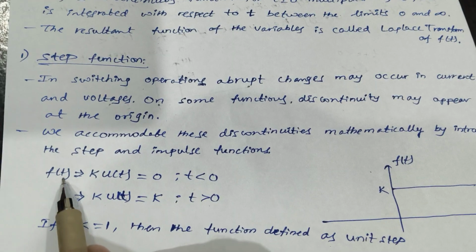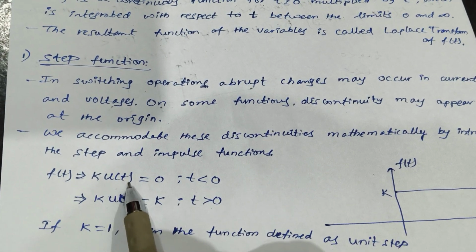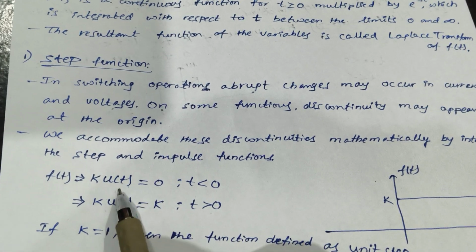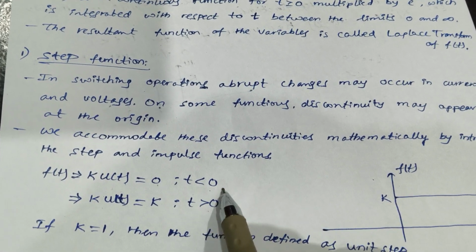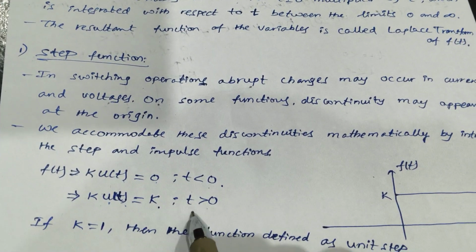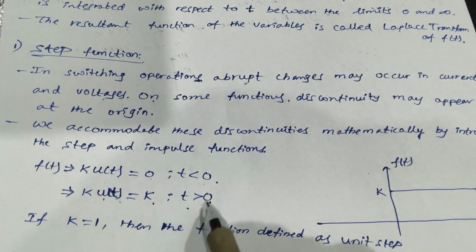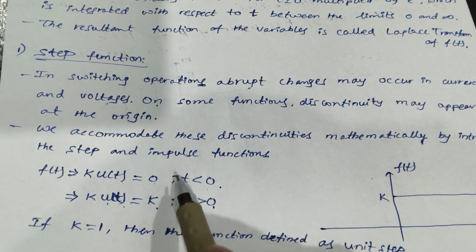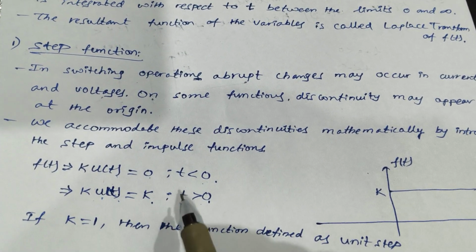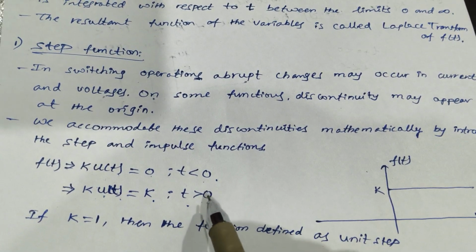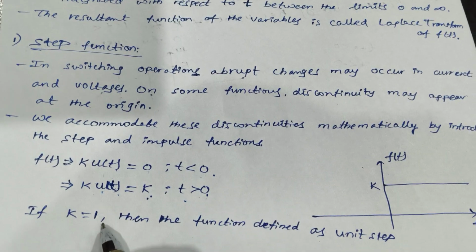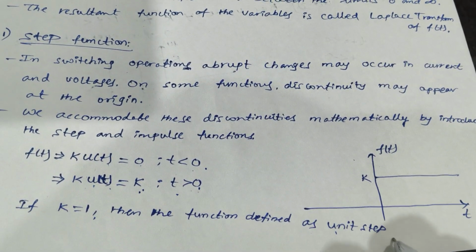If we consider f of t equal to k into u of t, where k into u of t is equal to 0 for t less than 0, and f of t is equal to k for t greater than 0, then that is called the step function. Mathematically, we can define the step function as a function which exists for t greater than or equal to 0. If the magnitude is 1, then it is called a unit step function.